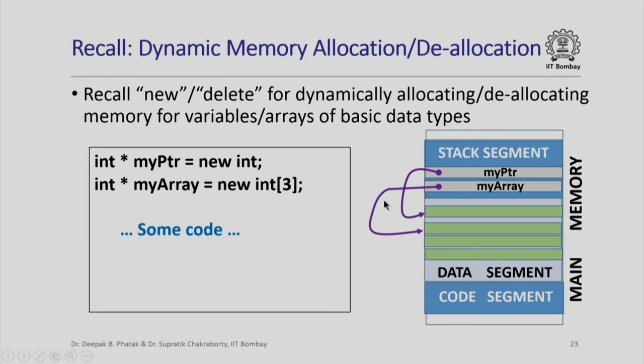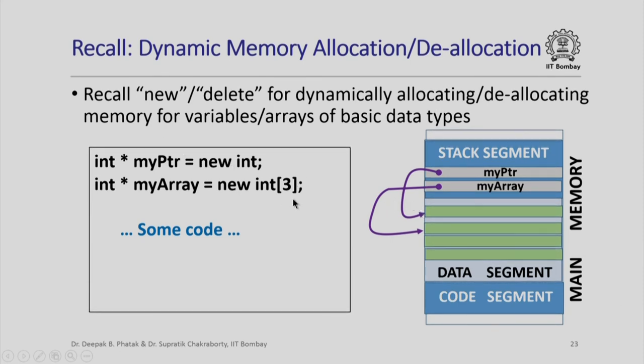Recall that we had used the new and delete commands for dynamically allocating and deallocating memory for variables and arrays of basic data types. So here is a simple example to refresh your memory. My pointer is a variable of type integer pointer. This is a local variable in a function, so space for it is allocated in the stack segment. And when I execute new int, space for one integer is dynamically allocated in the data segment or heap, and a pointer to that is returned by new. So this assignment statement will copy that pointer to my pointer, and therefore my pointer will now start pointing to that space allocated by new in the heap.